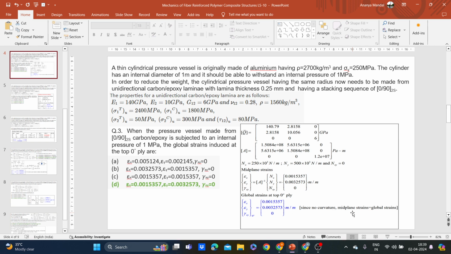If the global strain was not equal to the mid-plane strain, at that time it would have been different for all the plies. But if there is no curvature, then the mid-plane strain will be equal to the global strain, which will be the same for all the plies. But when you go for stresses, then the reduced stiffness matrix comes into play and you have to multiply it with that. That's why it will be different.